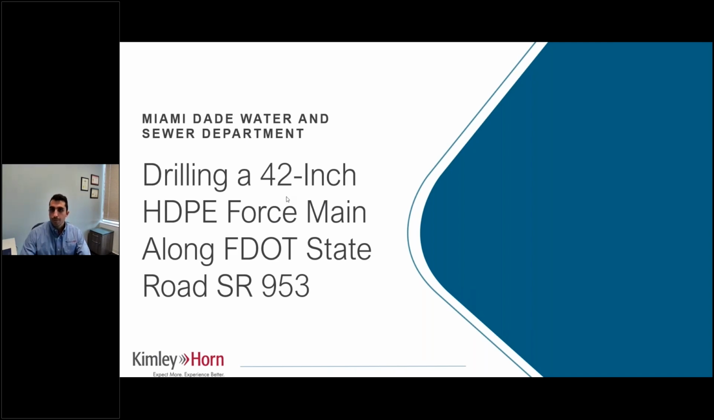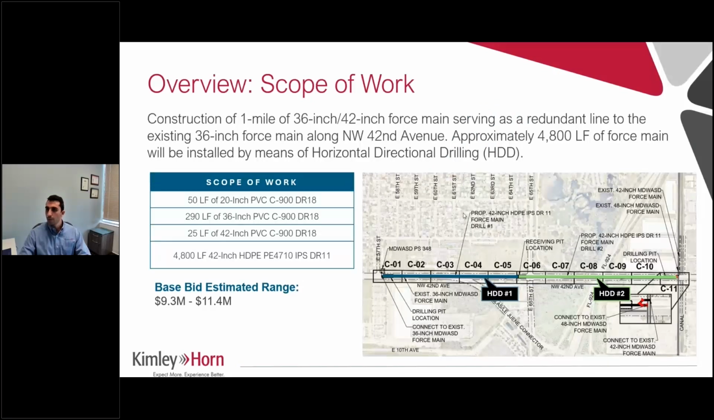Great, Kevin, perfect. So today we'll be talking about a project here in Miami-Dade, here in South Florida. This is a 42-inch HDPE force main that will be drilled along a state road on 953. This project consists of 2 directional drills, HD1 here shown in blue and HD2 in green. This is approximately 4,800 linear feet of 42-inch HDPE pipe that will get installed.